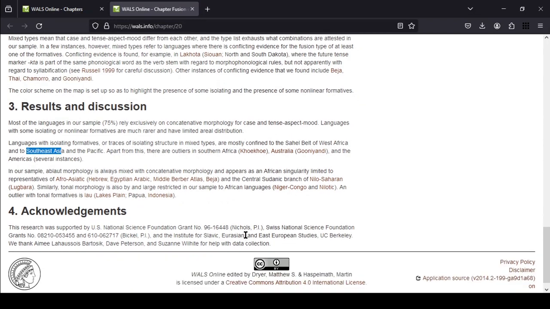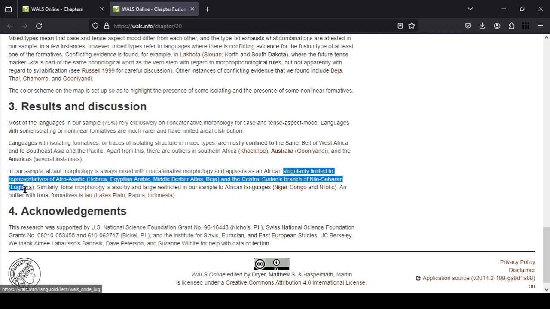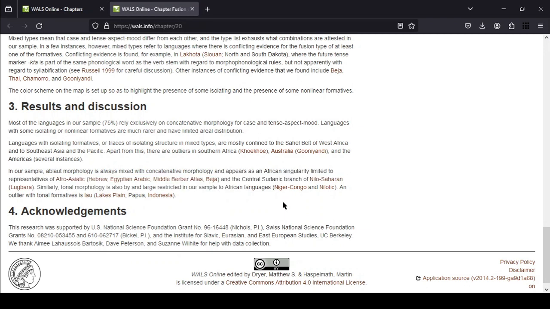In our sample, ablaut morphology is always mixed with concatenative morphology and appears as an African singularity limited to representatives of Afro-Asiatic and the Central Afro-Asiatic, which includes Hebrew, Egyptian, Arabic, and the Central Sudanic branch of Nilo-Saharan, Lugbara. Similarly, tonal morphology is also by and large restricted in our sample to African languages, Niger-Congo and Nilotic. An outlier with tonal formatives is Iao, which is a Lao plain language.